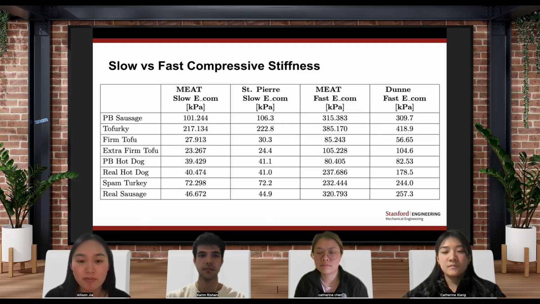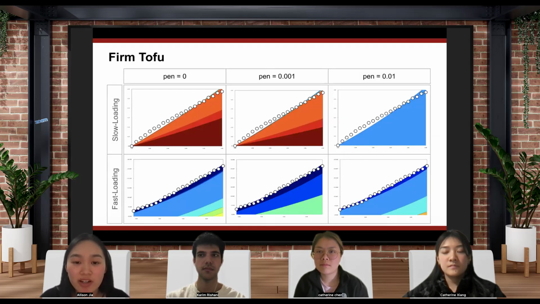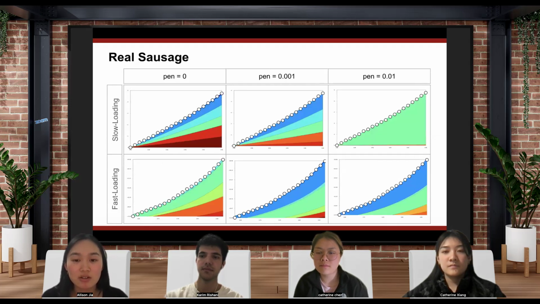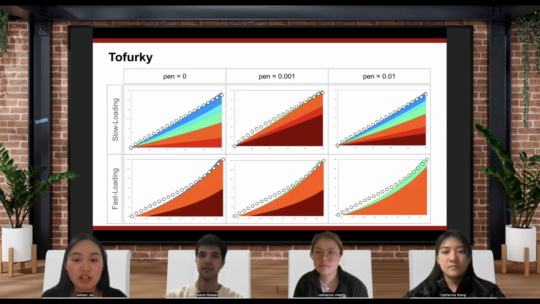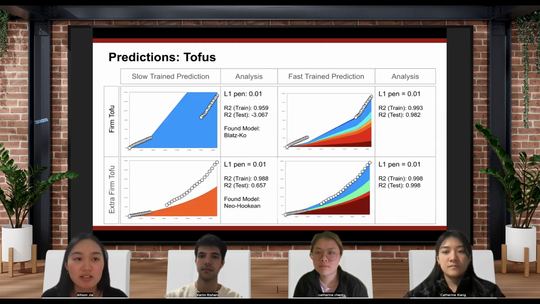the slow loading data. Next, we trained 2 invariant CANs for slow loading and fast loading compression for each meat type and investigated the effect of L1 regularization on each model's performance. As expected, we generally see a decrease in the number of terms as the regularization penalty increases.